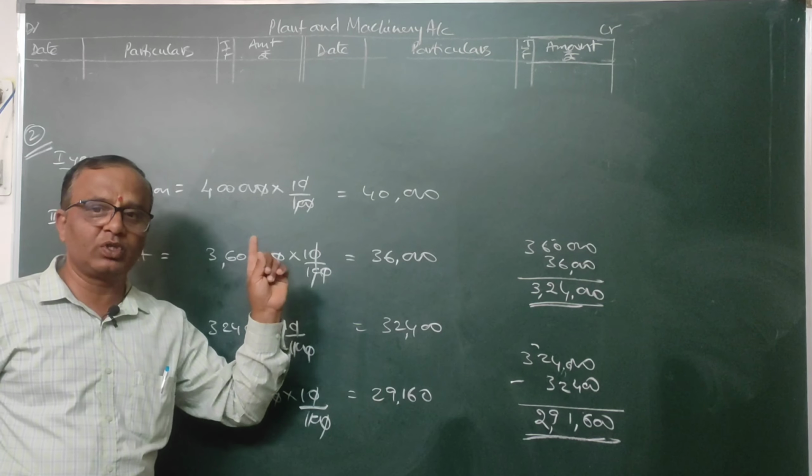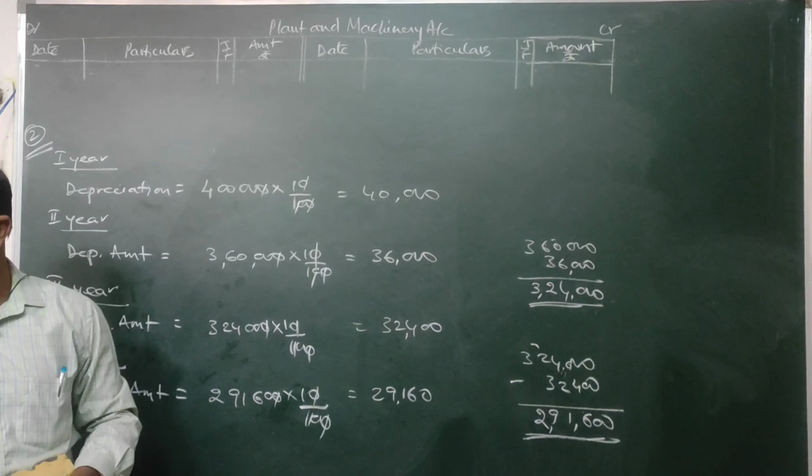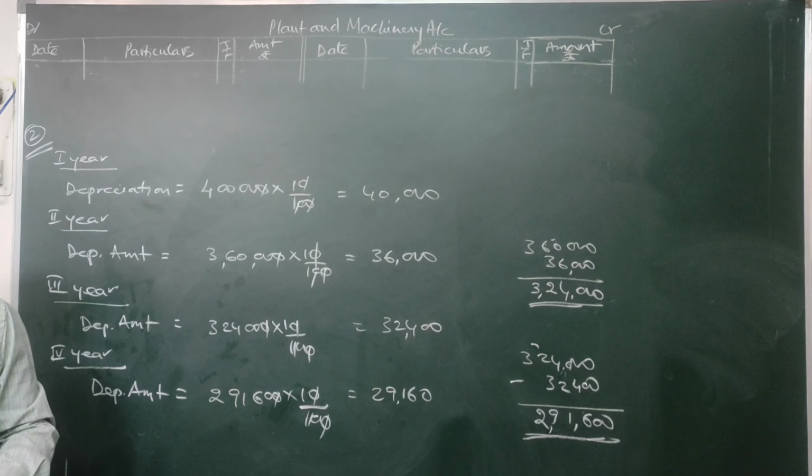The first problem was on straight line method. Now this is on diminishing balance method. I hope you have understood the problem. Similarly, let's go through. These are all the short problems which we are doing.